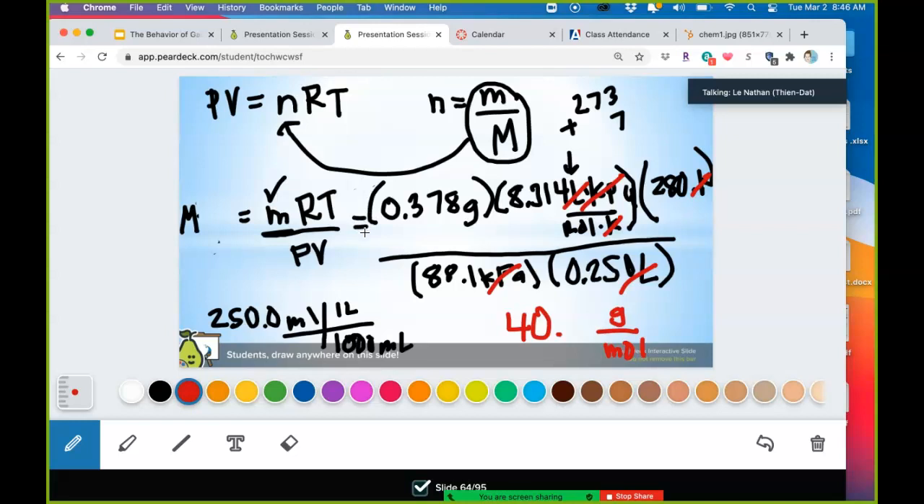What does that say next to the A? Just want to know. This is 88.1. 8.314 times 280 divided by 88.1 and 0.250.